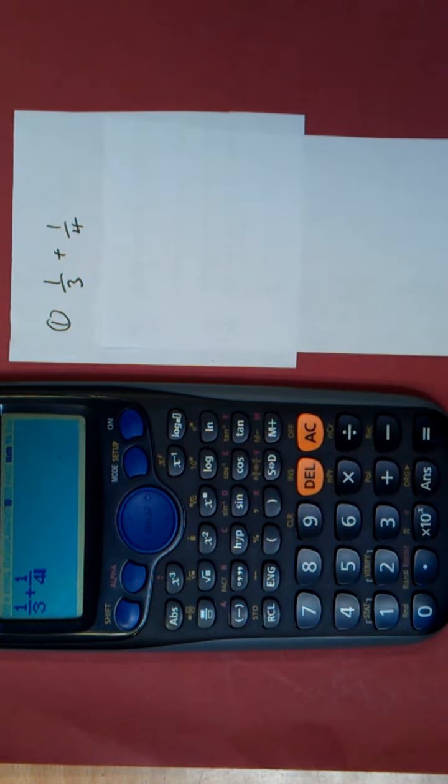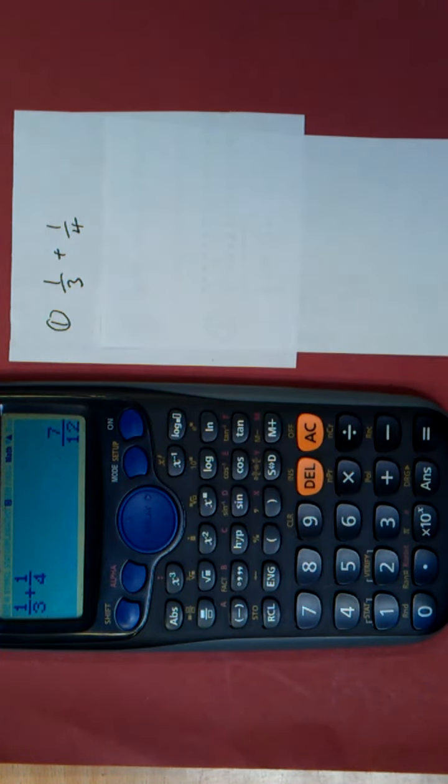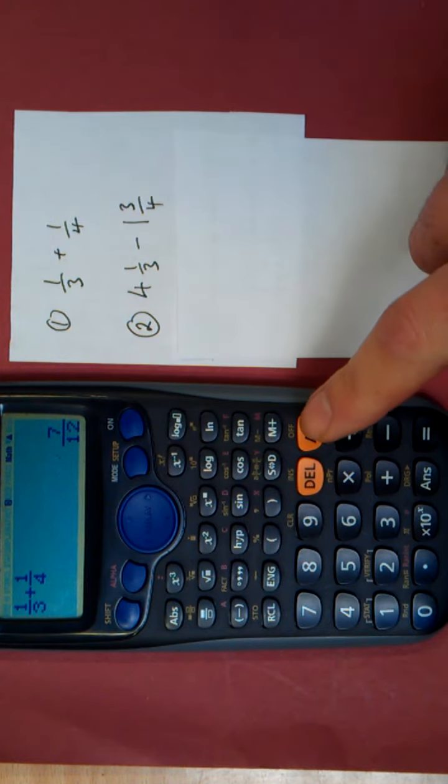And now we've got the fraction in, we can press equals to get the answer. Notice you don't need to move the cursor, we can just press the equals straight away, and up comes our answer of 7/12. Alright, let's have a look at a slightly trickier example.